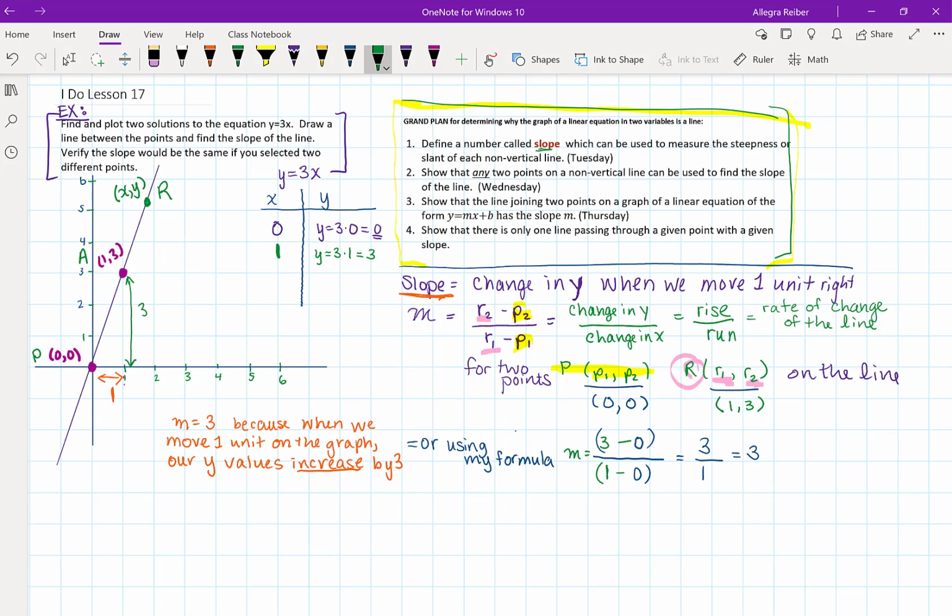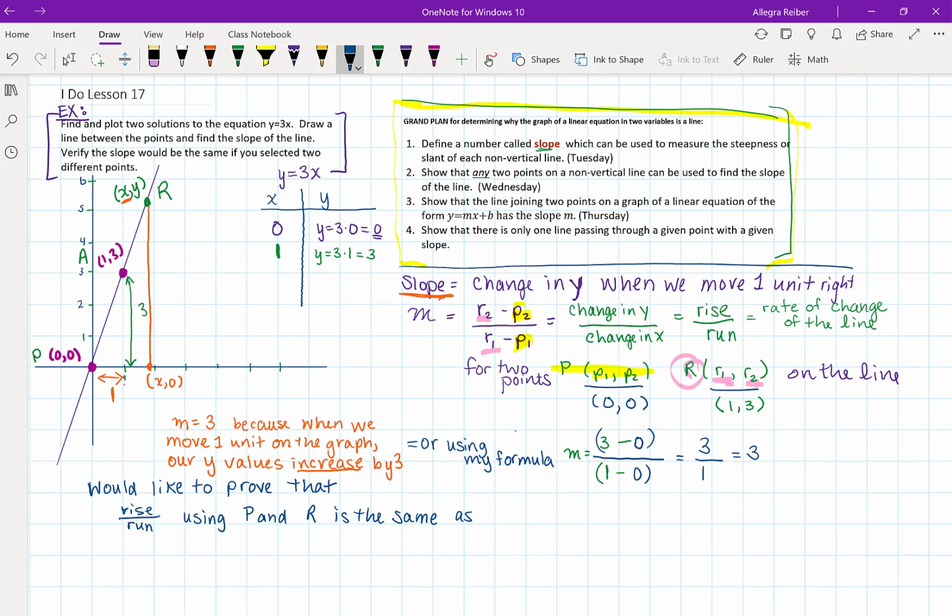Now, when we found slope in the past, we frequently needed some similar triangles in order to do this work, so I'm going to drop a vertical as well. And notice that the coordinates of the point where the vertical line through R hits the x-axis will be (x, 0), where that's the same x that I see in my point R. So I would like to see that the rise over run using points P and R is the same as for the points P and A, and in particular that we still get that the value will be 3.